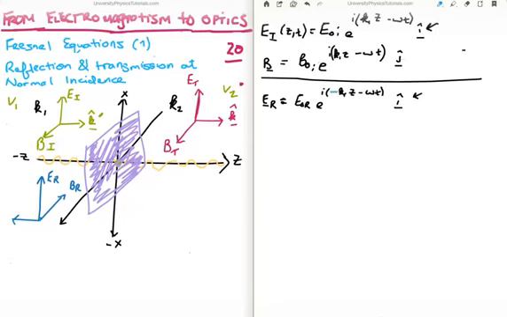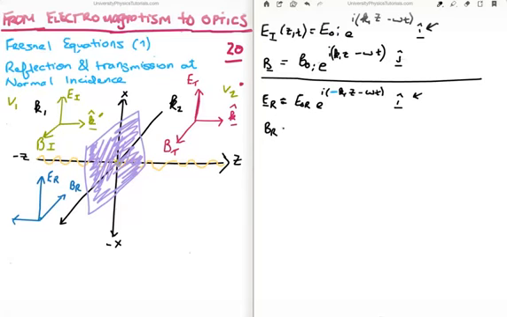However, I need to put in, and I've left space for it, the fact that the k vector has changed direction. So the k vector is no longer going in the positive z, but rather is going in the negative z direction. I'm sure you can accept that.